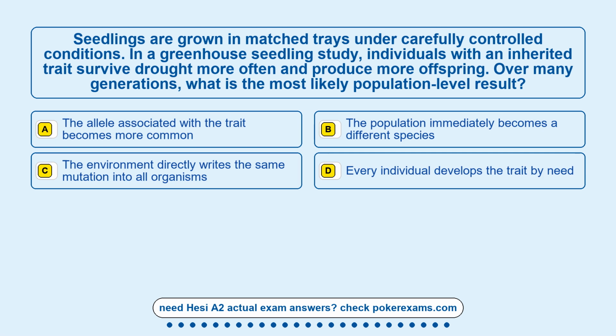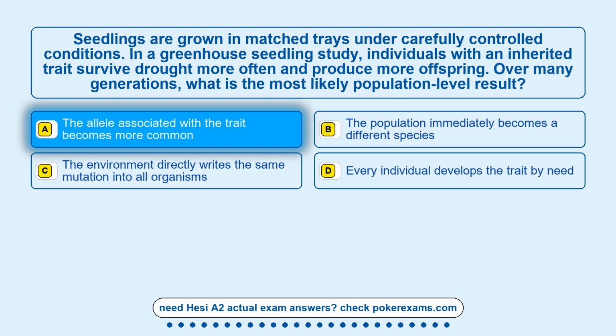Question 22. Seedlings are grown in matched trays under carefully controlled conditions. In a greenhouse seedling study, individuals with an inherited trait survive drought more often and produce more offspring. Over many generations, what is the most likely population-level result? Option A. The allele associated with the trait becomes more common. Option B. The population immediately becomes a different species. Option C. The environment directly writes the same mutation into all organisms. Option D. Every individual develops the trait by need.